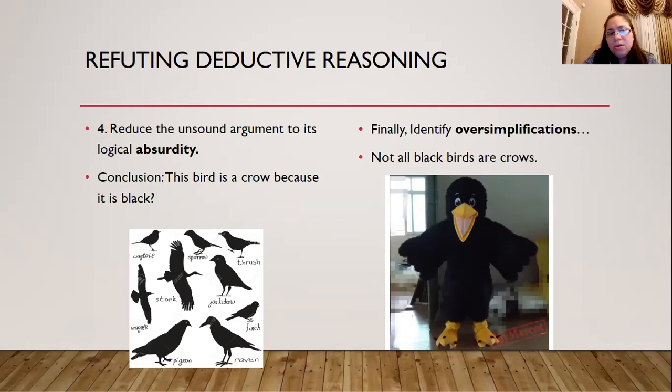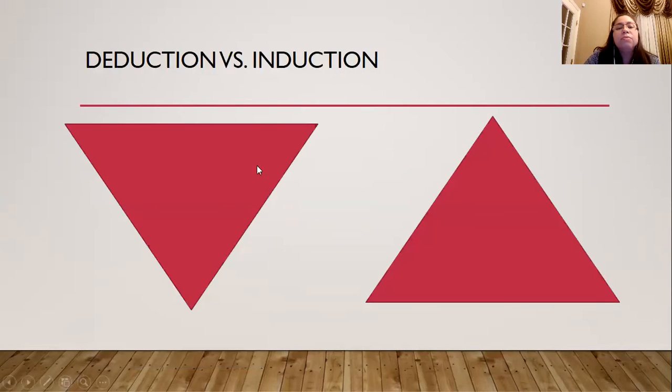Now, how can you successfully use this method? How can you successfully do it? Well, sometimes you may qualify it and not make it so absolute. Okay, so let's take a look at inductive reasoning. All right, so I always come back to the triangles. Deduction would look like this. You're looking at generalities and then you are making it very specific.